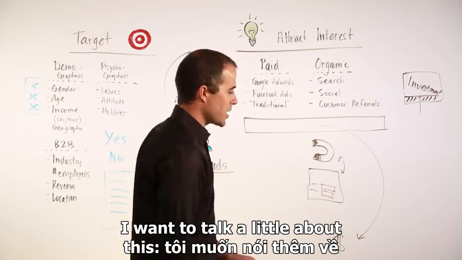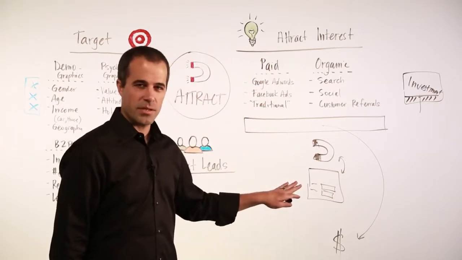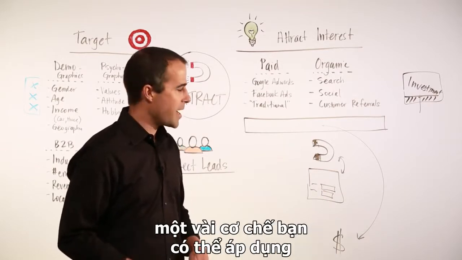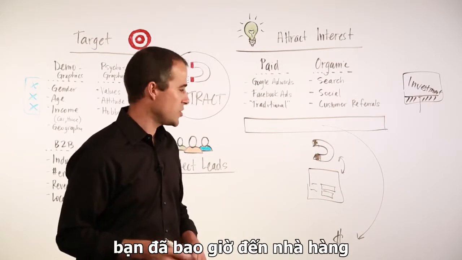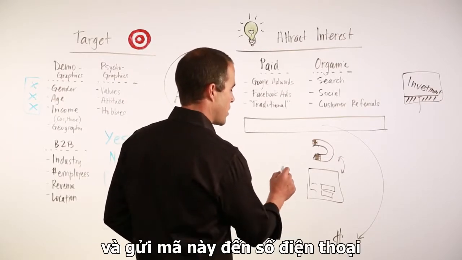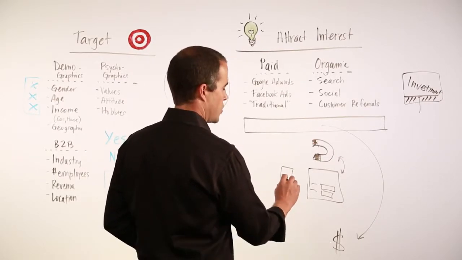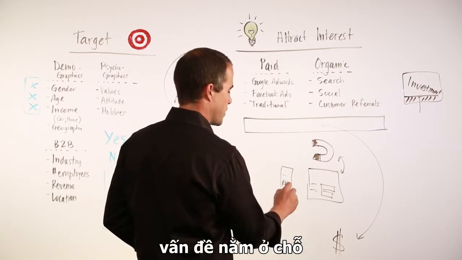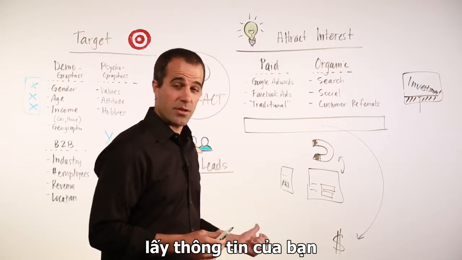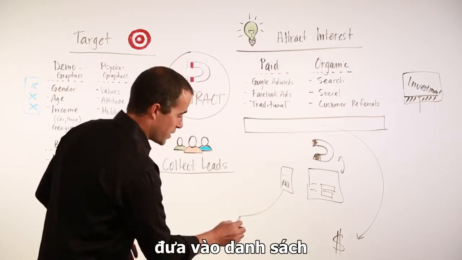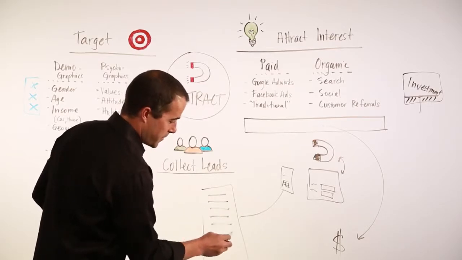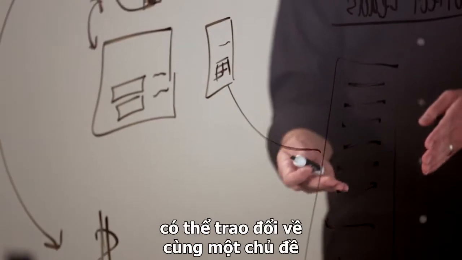And I want to talk a little about this concept of collecting leads. One, I think we've probably all seen the concept of an online lead capture page, but what are some other mechanisms that you could use? Well, have you been to a restaurant where they say, hey, pull out your cell phone and text this code to this number, right? And you pull out your cell phone and you text in. Well, what's happening is that restaurant is actually collecting your information. They're taking your information and they're putting you onto a list, which is our goal here. And now they've got a list of people that they can communicate with.